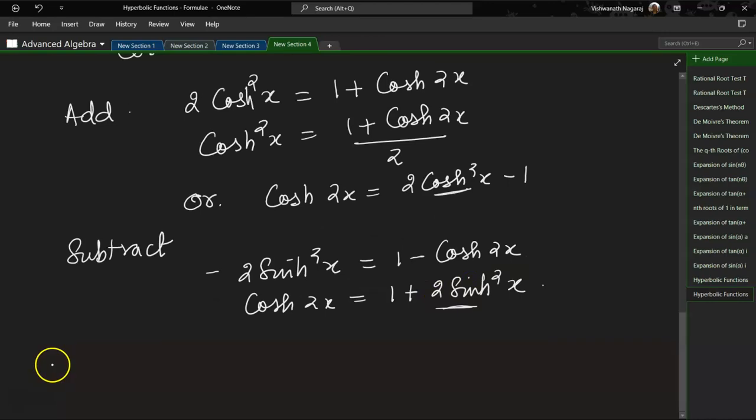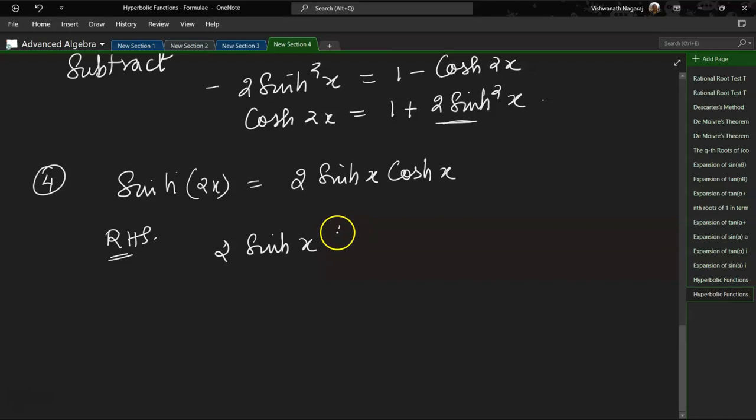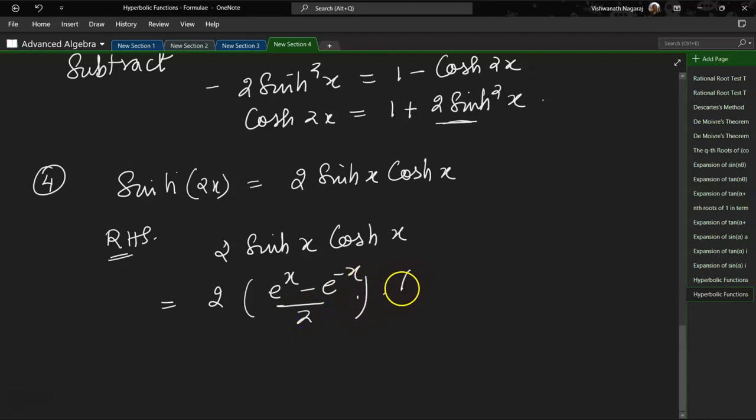Okay. Let's look at the fourth one. Hyperbolic sine 2x is equal to 2 hyperbolic sine x hyperbolic cosine x. Okay. Let's take RHS now. 2 sinh x cosh x can be written as, let's go into exponential value, 2 times e to the power of x minus e to the power of minus x by 2 times e to the power of x plus e to the power of minus x by 2.